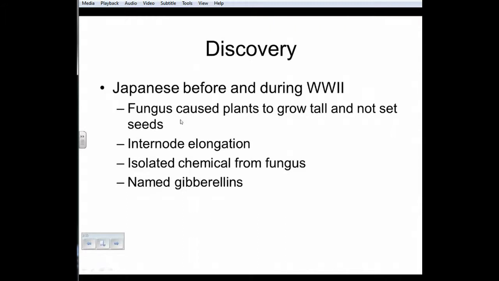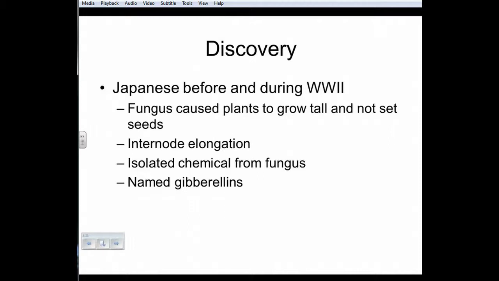Okay. Gibberellins were first identified in Japan right before World War II, so nothing was known in here until after the war. And basically what his observation was, when this fungus attacked these plants, the plants would just grow really tall. And that's basically what gibberellin does, is make things grow tall.